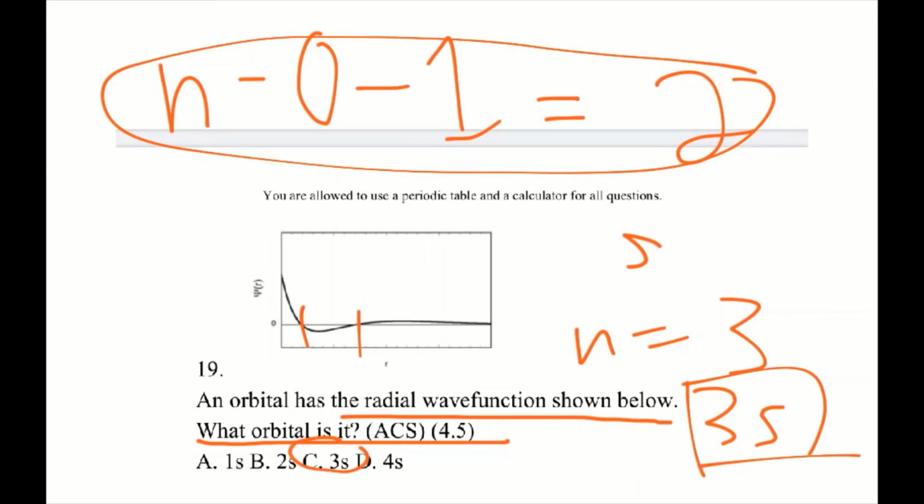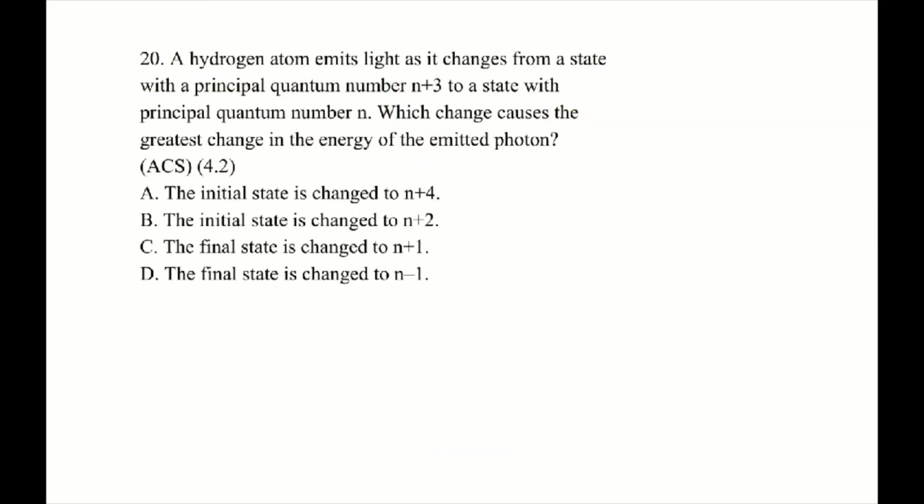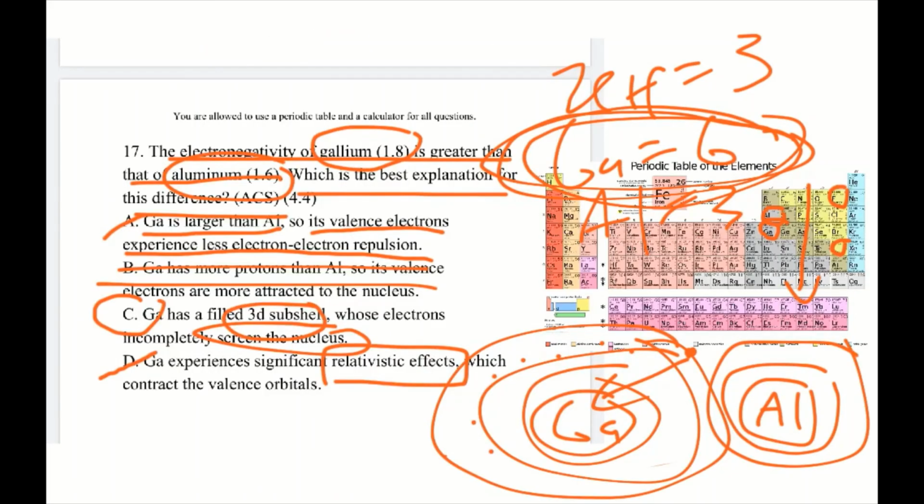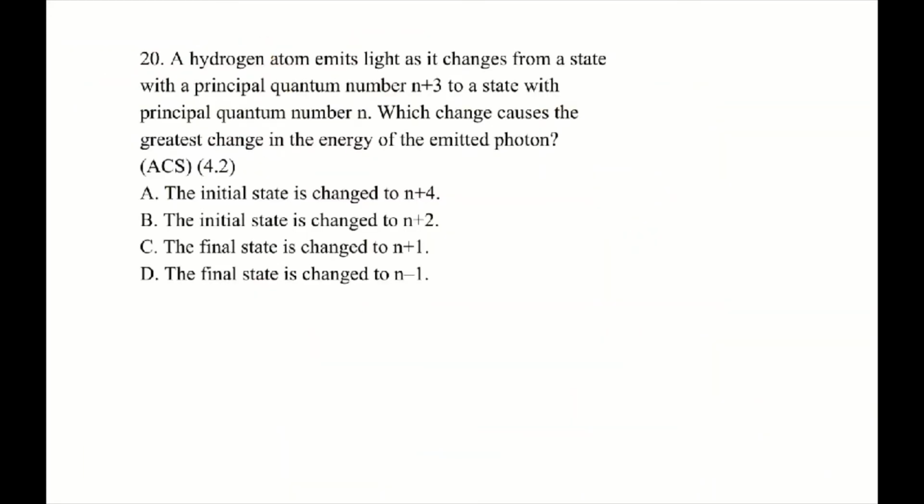So yeah, next question. This question, I admit, is pretty difficult, and just like the previous questions when we started from number 15, this question also comes from the Chemistry Olympiad, so it's pretty hard, but we could do this. So a hydrogen atom emits light as it changes from a state with a principal quantum number n plus 3 to a state with principal quantum number n. Which change causes the greatest change in the energy of the emitted photon?